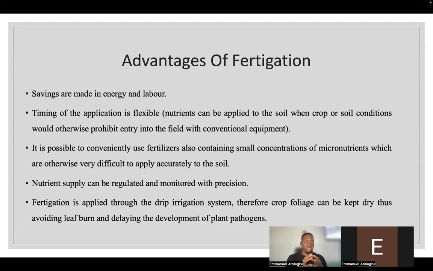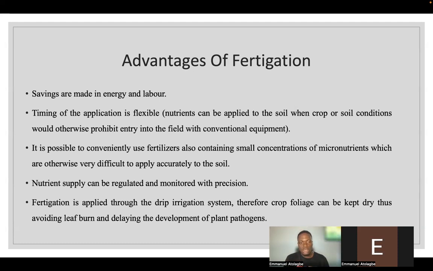So it makes you very flexible with nutrient application also. It allows you to calculate correctly the amount of fertilizer that you are applying per time. So the nutrient you supply when you do that can be monitored with precision.